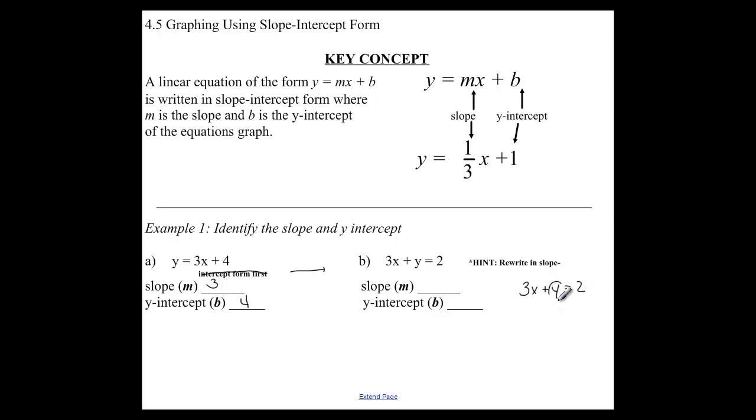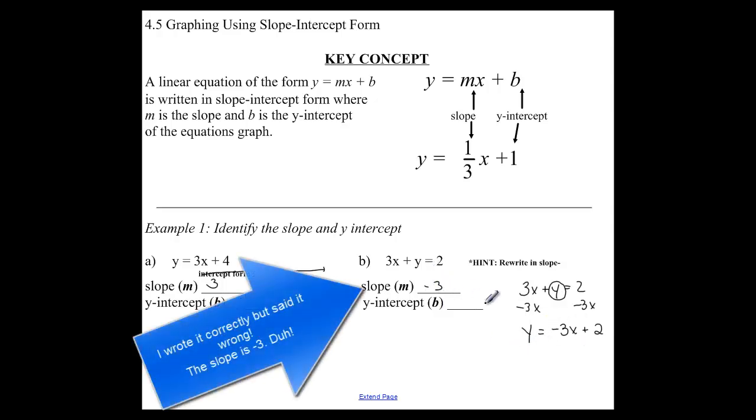To isolate my y, I need to subtract 3x from both sides. I would be left with y equals 2 minus 3x, but we know that we want that x term to be written first, so I'm going to write this as negative 3x plus a positive 2. In this form, it will help us see that our slope is negative 3 and our y-intercept is 2.